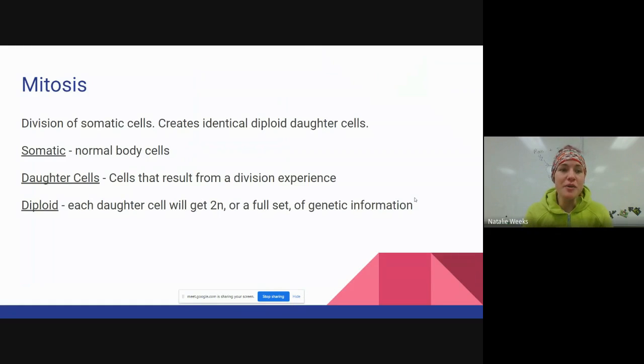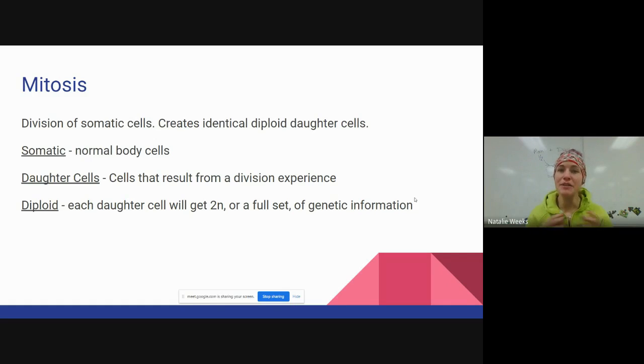When we're looking at mitosis, this is the division of somatic cells. And when we say somatic cells, those are the normal cells that make up your entire body. And this creates identical cells. Because, for instance, if I got a little cut on my finger, when those cells divide and repair that wound, I want them to make more skin cells. I don't want them to make bone cells or something like that. I don't want a little piece of bone on the outside of my body. So they make identical cells, and we call them diploid daughter cells.